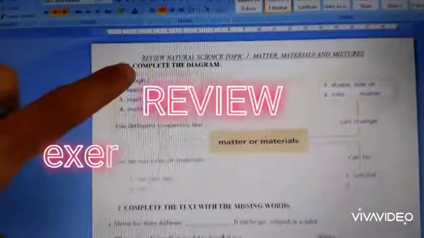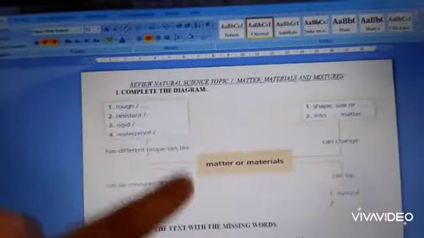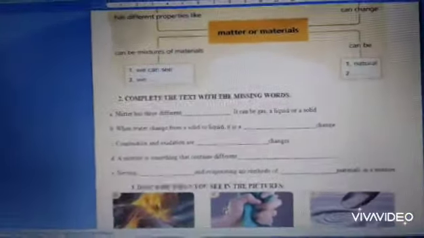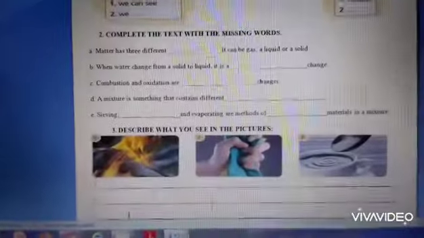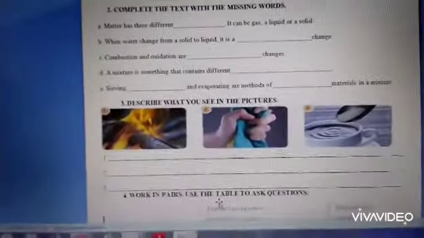Here you have the review. Natural science topic 7, matter, materials, and mixtures. Here you have to complete the diagram. So you have some missing vocabulary about the topic. After exercise number 1, here you have to complete number 2 with the missing words. You are missing some words here. And in number 3, you are going to describe in 3 sentences what you see in the photo.